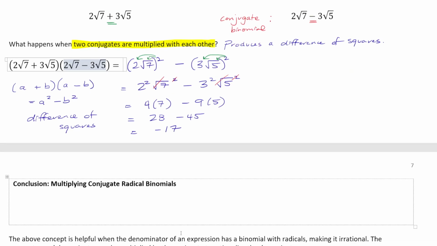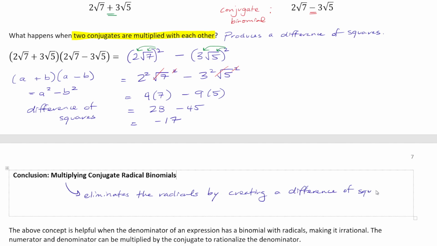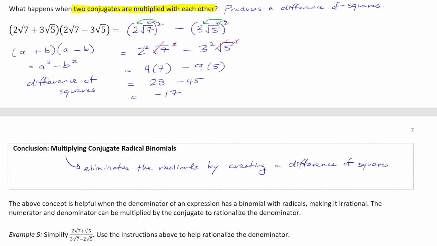So why is that useful? Well, multiplying conjugate radical binomials eliminates the radicals by creating a difference of squares. So the above concept is helpful when the denominator of an expression has a binomial with radicals, making it irrational.